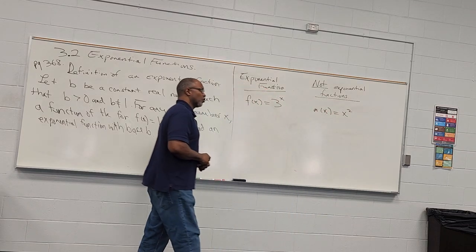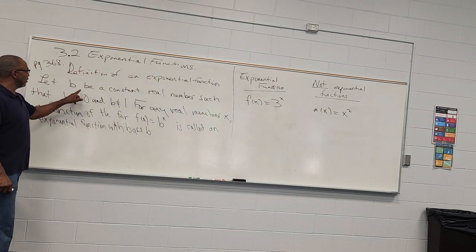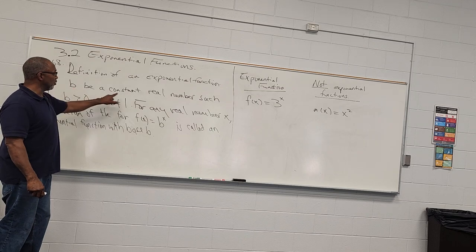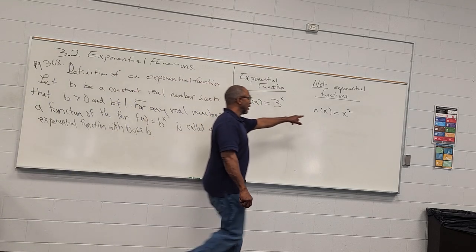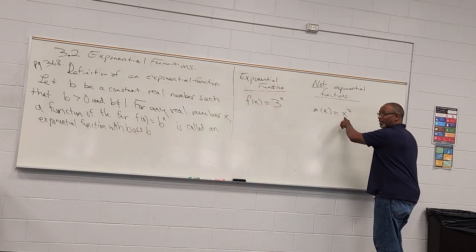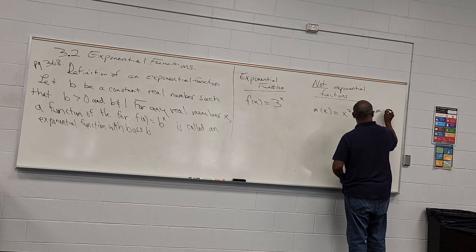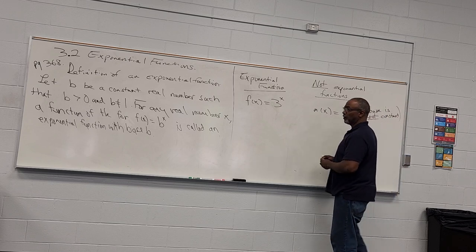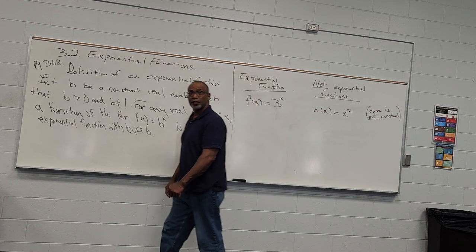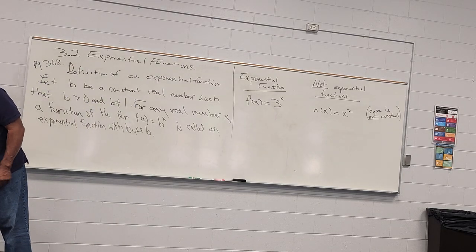M of x equals x squared is not an exponential function. Why is that not an exponential function? Well, they said let that base be a constant real number. The base here is x. X is not a constant. X is a variable. So the base is not a constant. That's why this is not an exponential function. To be an exponential function, the base has to be a fixed number. It can't be a variable. The base must be a fixed number.